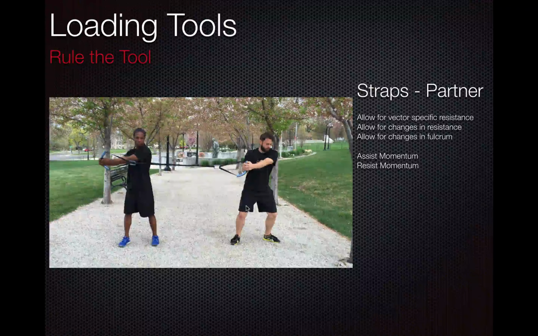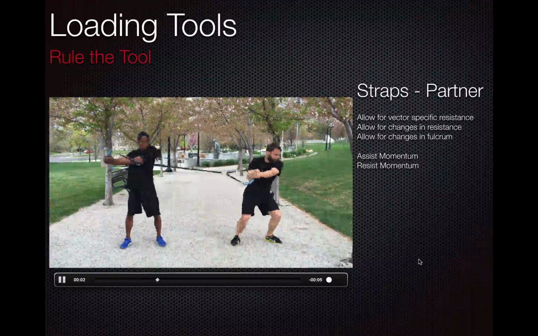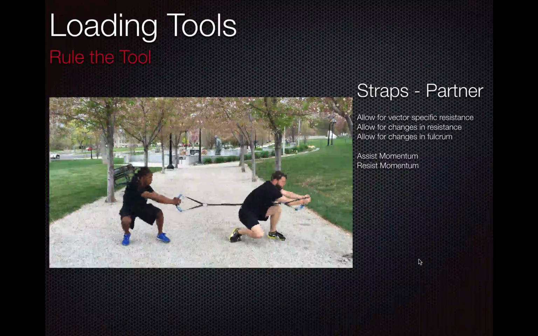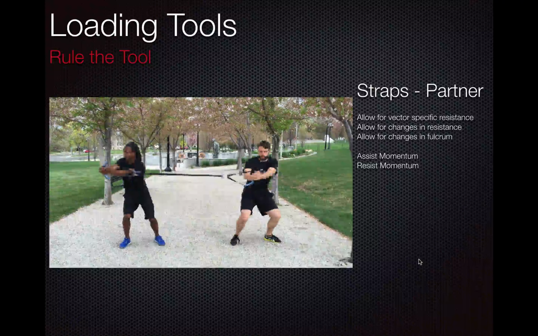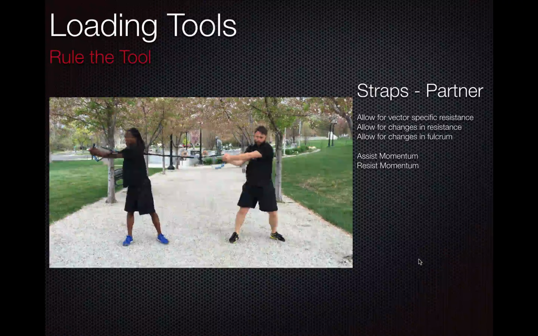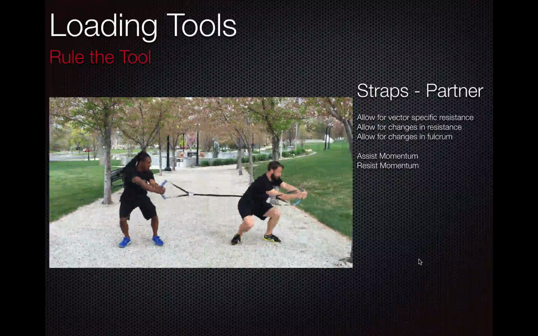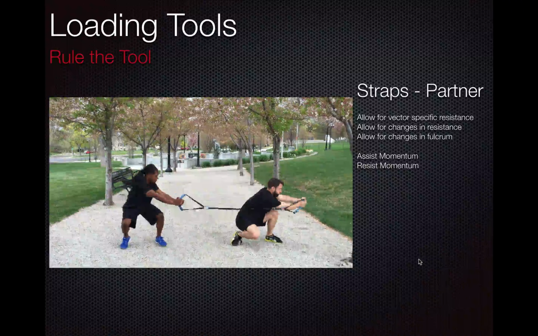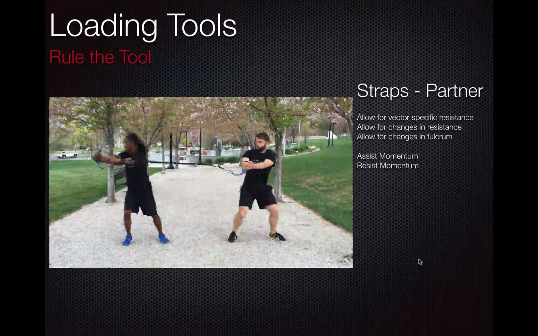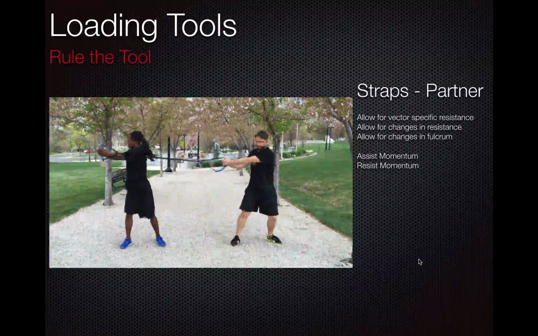The straps again with a partner. I like this because you can change the pivot point, the fulcrum point of the movement. You can change the resistance. You can be very vector specific. You can assist and resist momentum. You can make it a completely unpredictable motion. Great for circuits when you want to double people up, and partner work and teamwork.